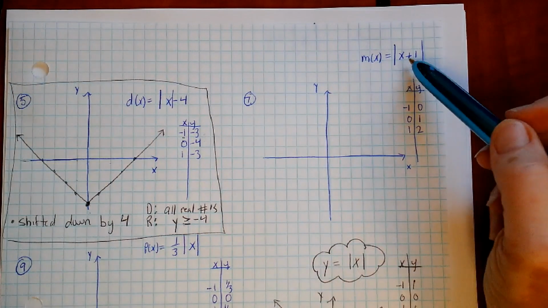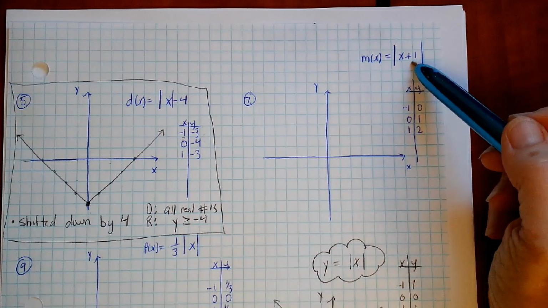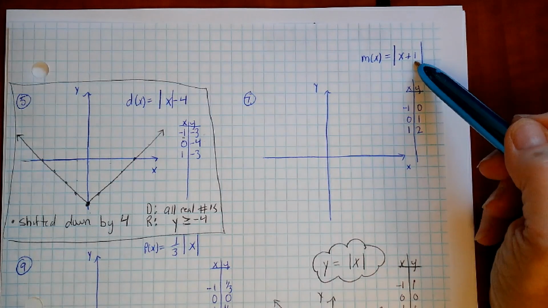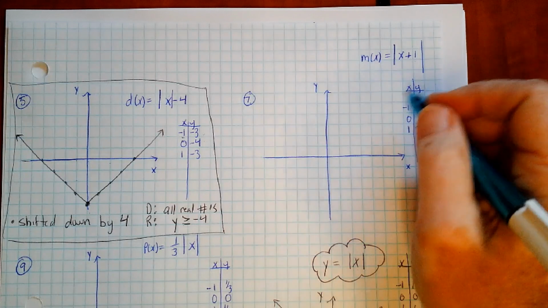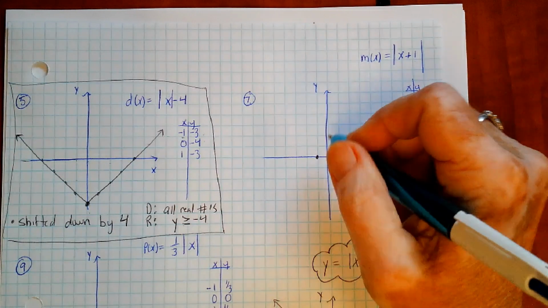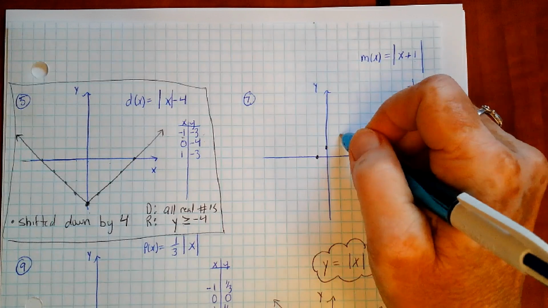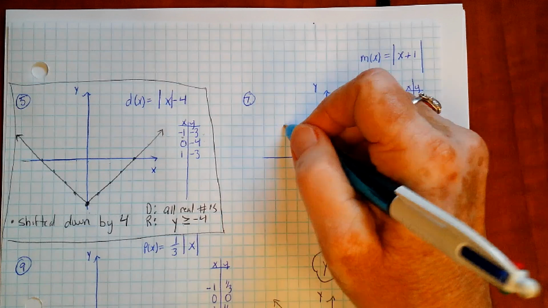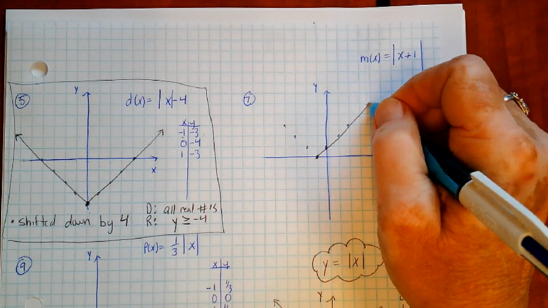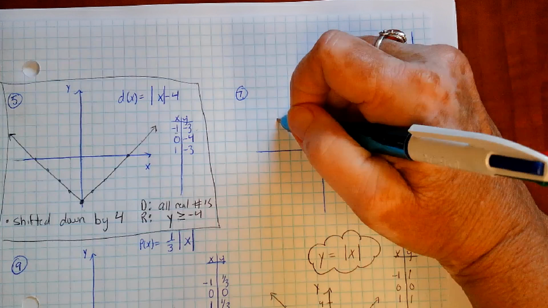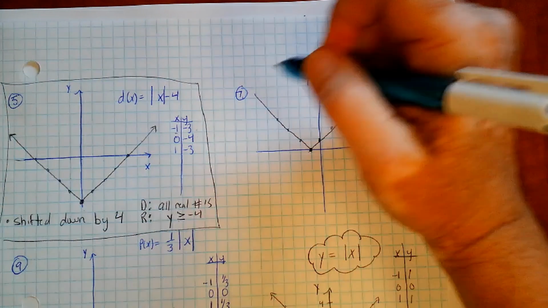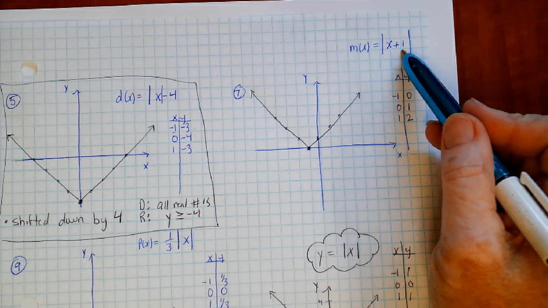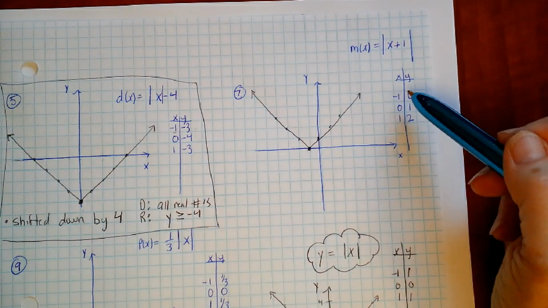This one, I know just by looking at it that this is going to be shifted left by 1. So it's just going to be the parent function, but shifted left by 1. It's still going to have the same slope, if you will. So it's going to look like this. I already know that because I know that the numbers inside the absolute value bars give me a horizontal shift, because that's h. That's the parameter h.